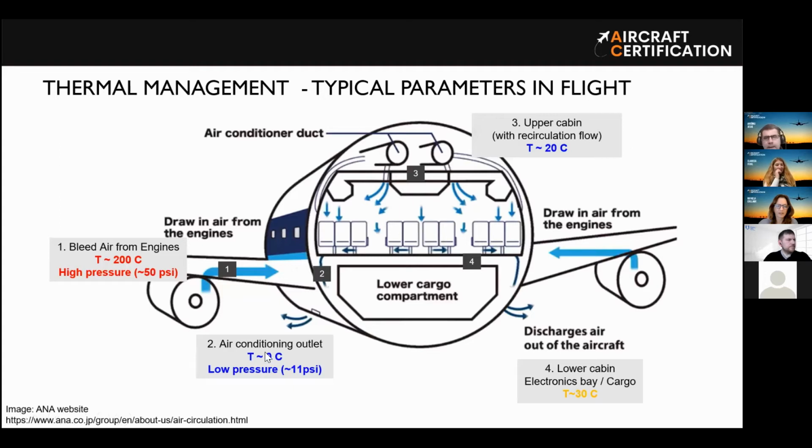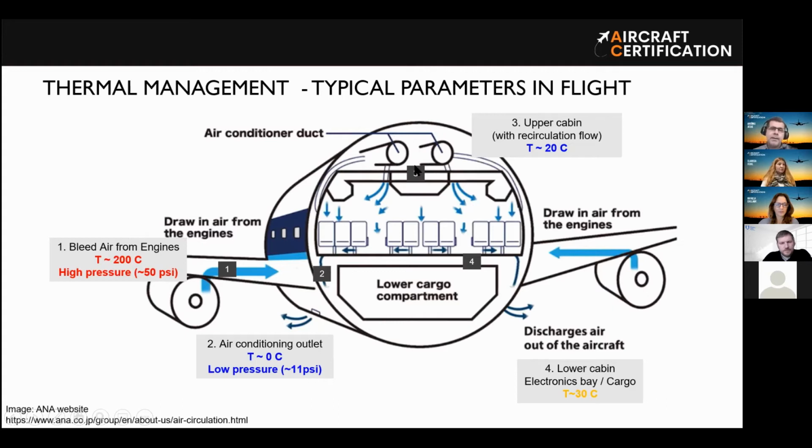I just put here some typical parameters that we have. Normally, when the bleed air is captured from the engines, it will leave the engines at around 200 degrees Celsius at a pressure of around 50 psi. Then it will move through the air conditioning machine, and then at the outlet it will be around 0 degrees and at a relatively lower pressure. And then it will circulate through the cabin.